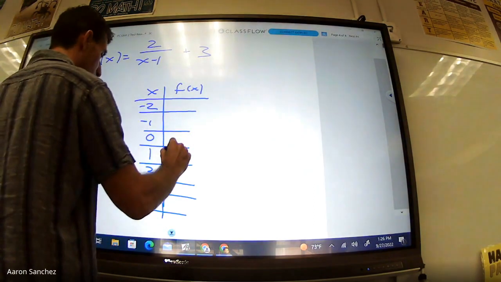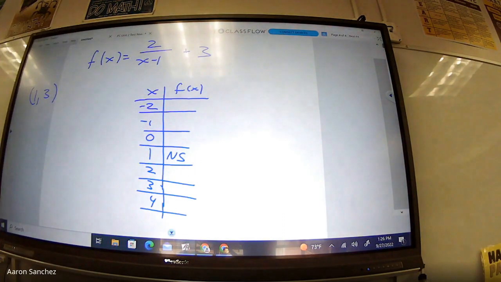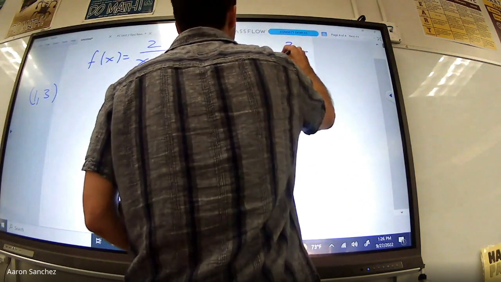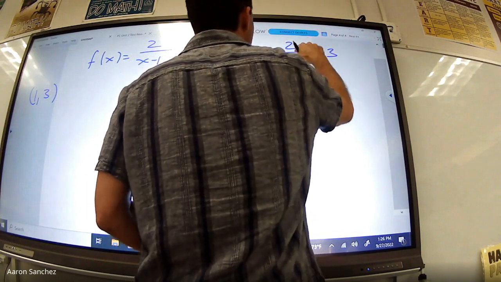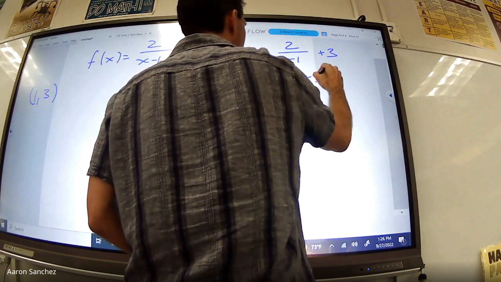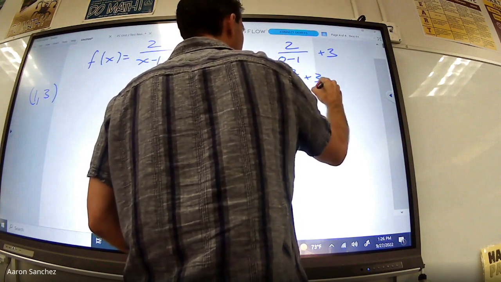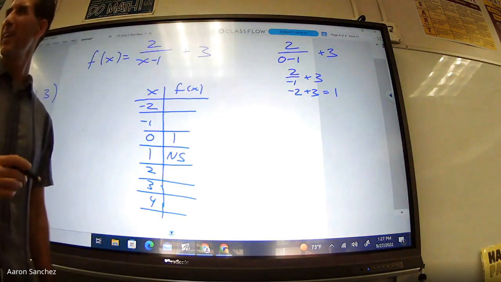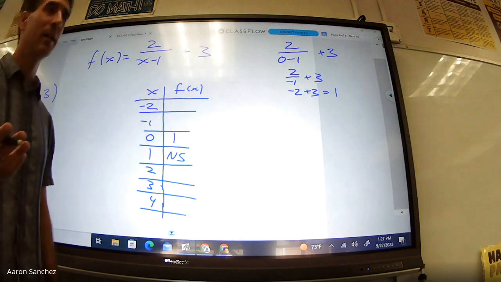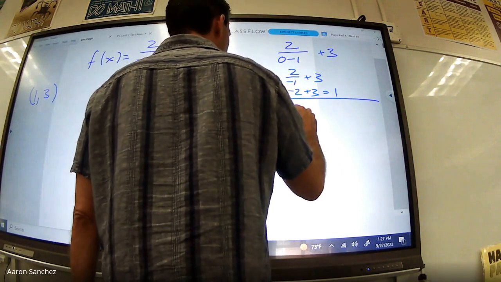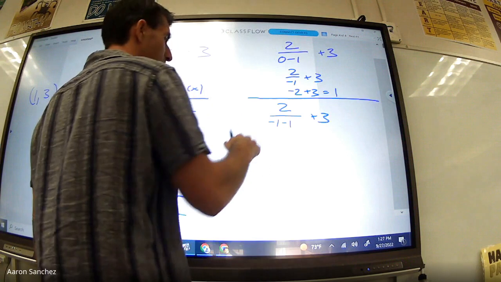This will be no solution because that's my asymptote. And plug in 0. So then you just start plugging in the numbers. 2 over 0 minus 1 plus 3. 2 over 0 minus 1. 2 over -1, which is -2 plus 3, which is 1. Right? So you just plug them all in. It's kind of a pain, but just got to do it. 2 over -1 minus 1 plus 3. What's 2 over -1 minus 1?